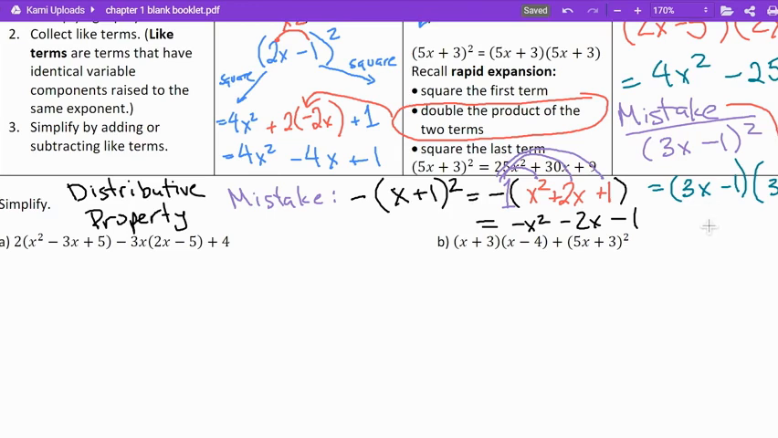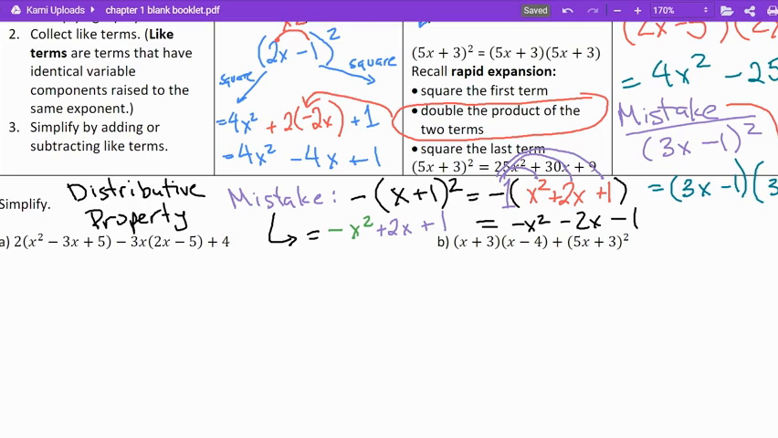Do you know what the mistake people made? They forgot to keep the brackets when they expanded. So the mistake was that they expanded properly, but they just put that negative sign. They wrote negative x squared, that's great. And then they were like, oh, plus 2x plus 1.